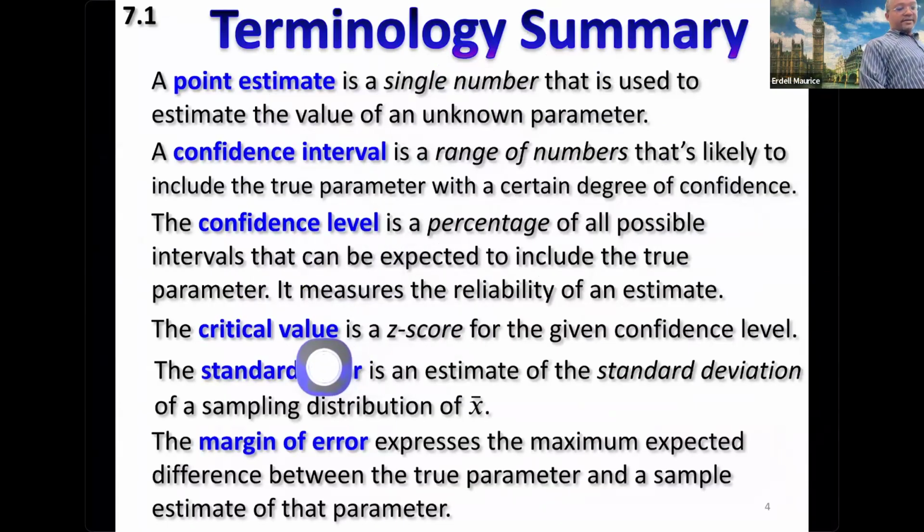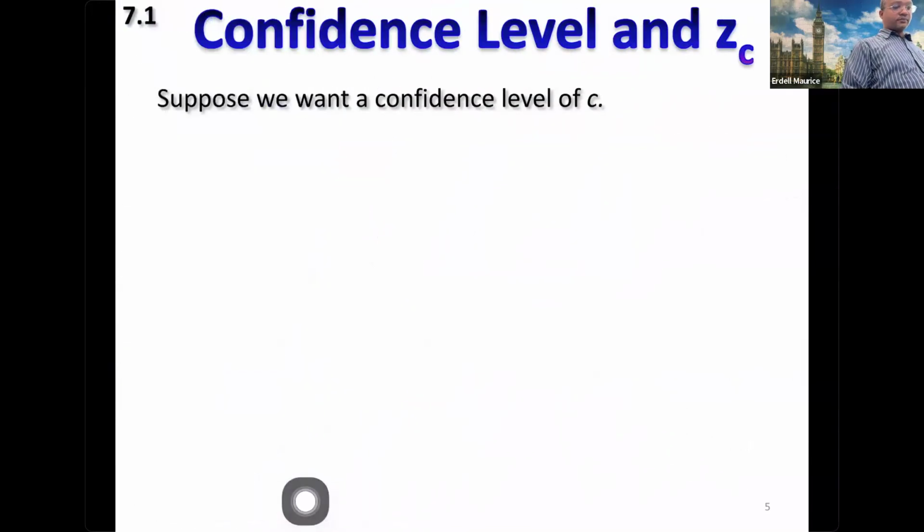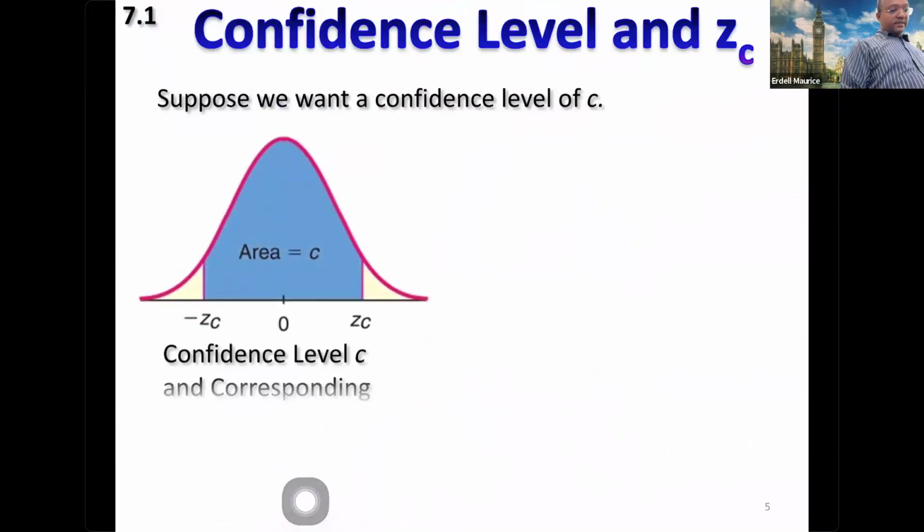Your critical value right here is a z-score that comes from the confidence level. As the confidence level grows, your critical value will get larger. Your standard error, we never use the actual standard deviation. We divide it by the square root of n. And then your margin of error, you multiply two things together, your critical value by your standard error, and that gives you your margin of error, capital E. All right, cool.